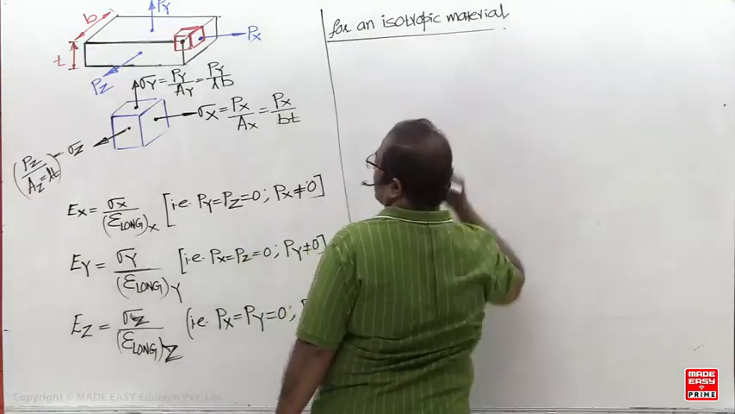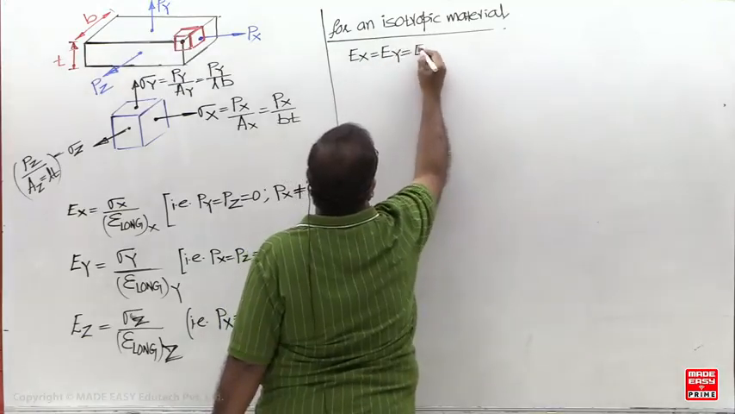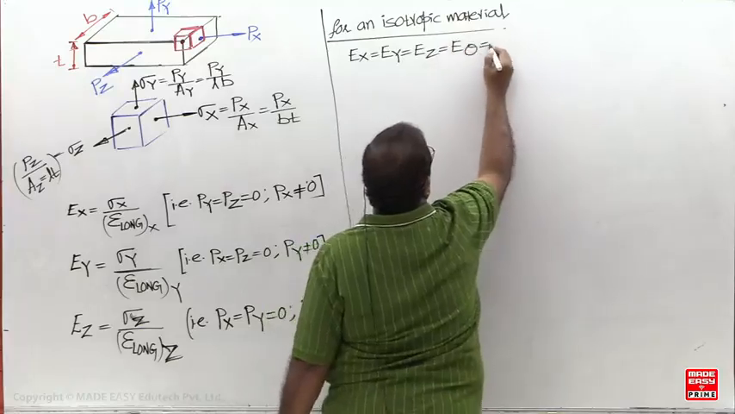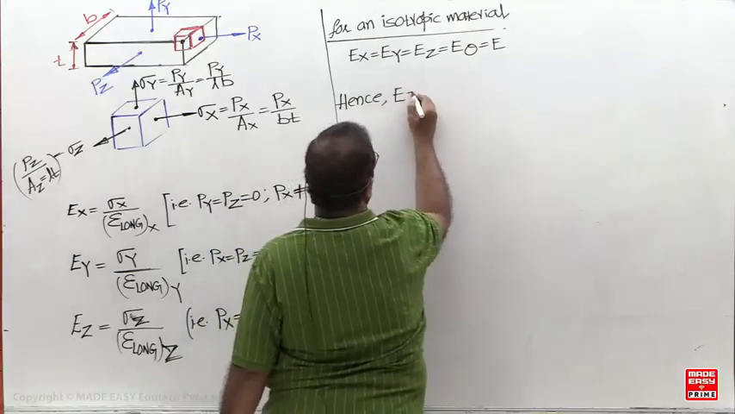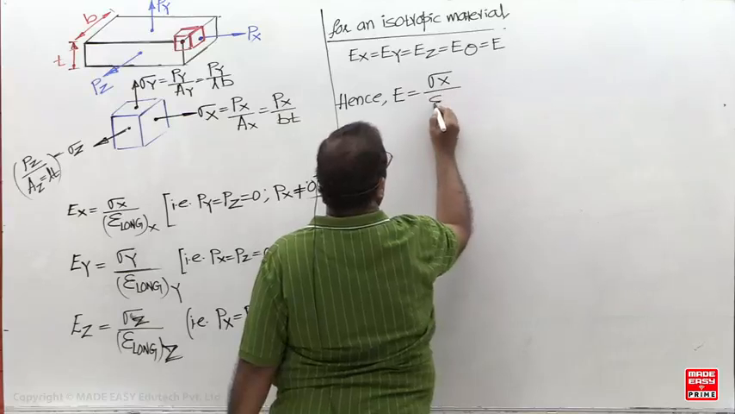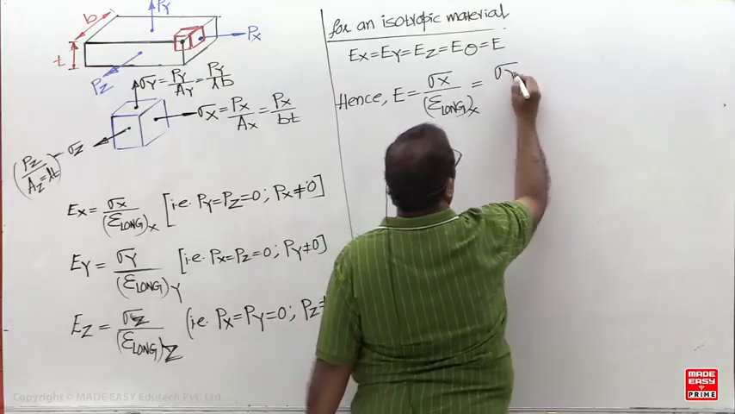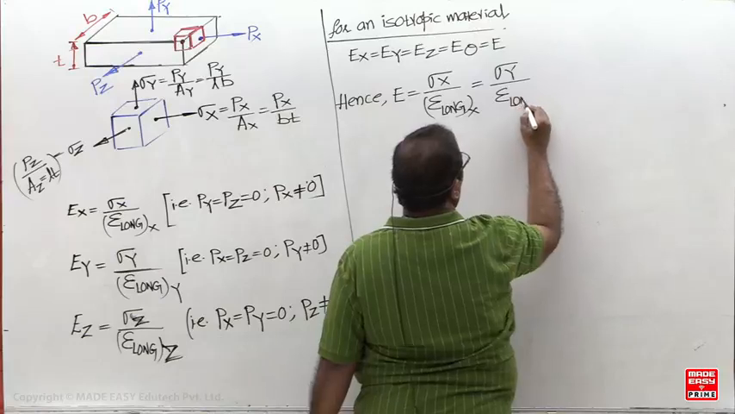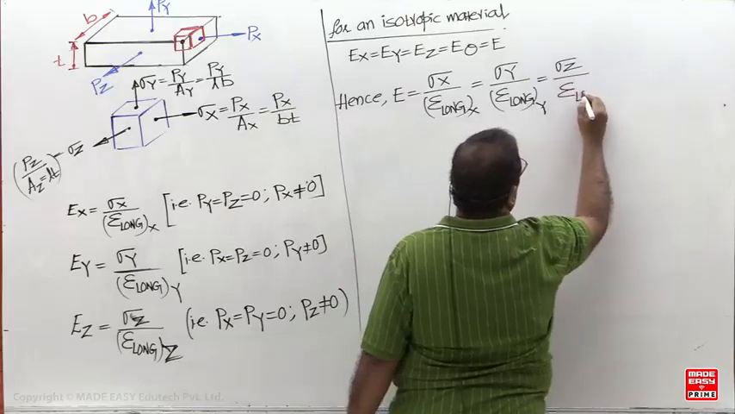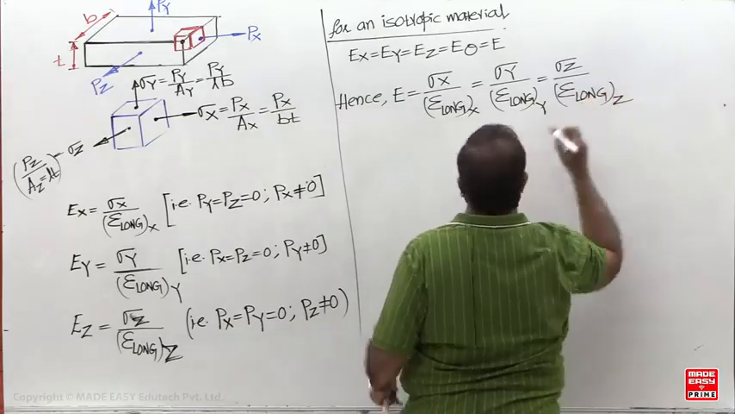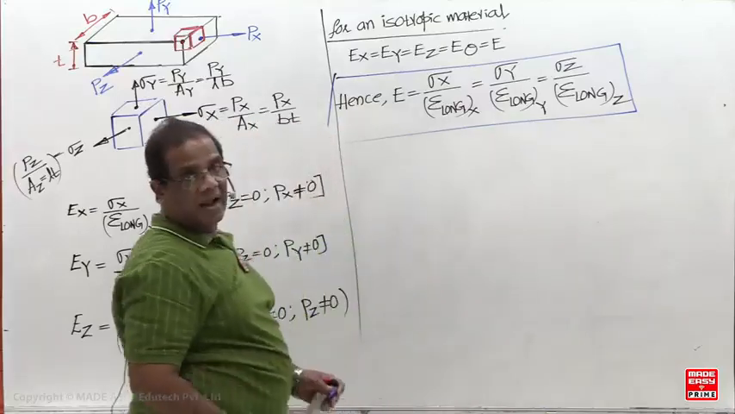For an isotropic material, Ex equal to Ey equal to Ez is equal to E theta, which is equal to E. Hence, E is equal to the Young's modulus definition.